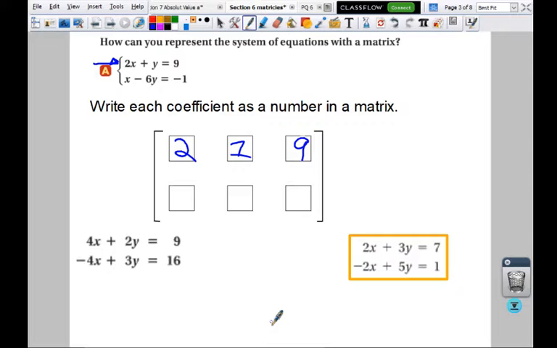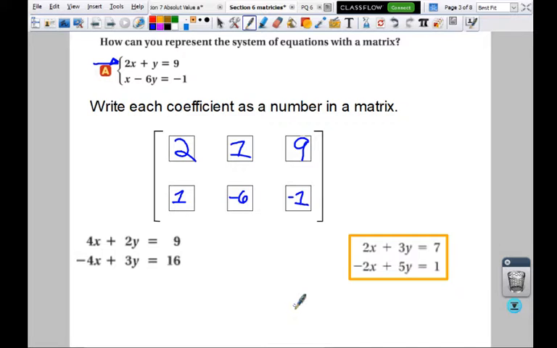My bottom row, what number is in front of this x right here? 1. How about in front of the y? Negative 6. Way to remember the negative. And then we have a negative 1 at the end. That's all this matrix is. 2, 1, 9, 1, negative 6, negative 1. We're not going to really use these yet. We're just going to practice making it.